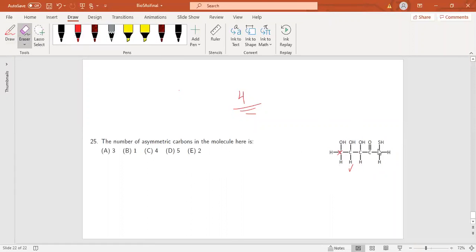Let's look at the third carbon. We see that we have an OH, we have an H, we have this chain right here, and we have this chain right here. That's 4 different things, so this one counts as well. This carbon right here only has 3 things attached to it. Remember the rule was 4, so no. And finally, this carbon over here has 2 hydrogens, so that's not 4 different things, so that will not count as well. That leaves us with 2 asymmetrical carbons, which is answer choice E.